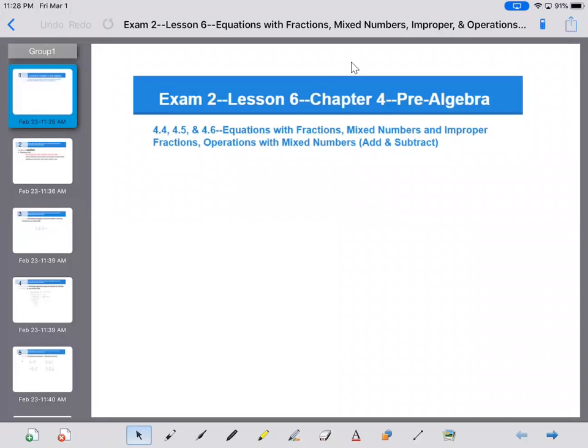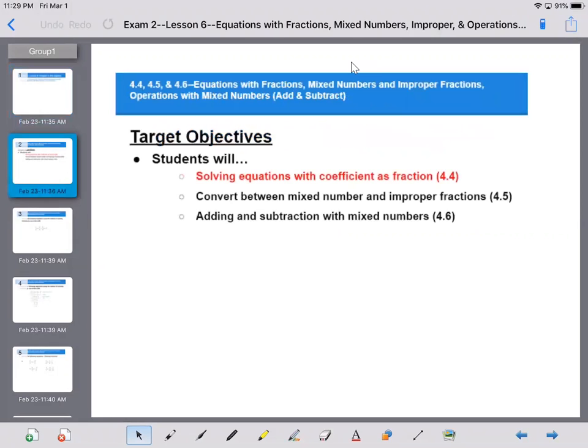So this is our last video series for exam 2. So this will be lesson 6. We're going to be looking at equations, solving equations with fractions. We're going to look at interchanging mixed numbers and improper fractions, and then just adding and subtracting with mixed numbers. So we'll look at the first part of this.